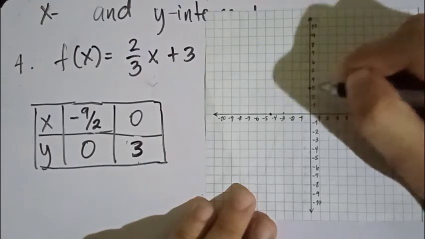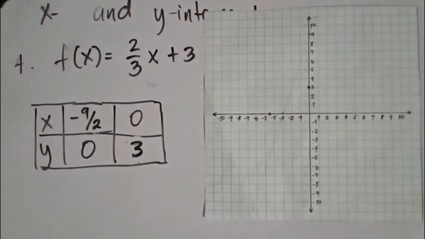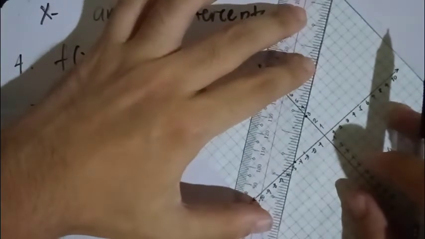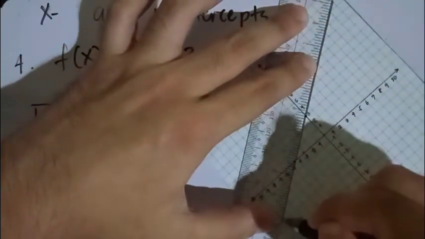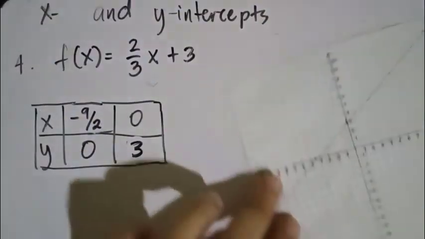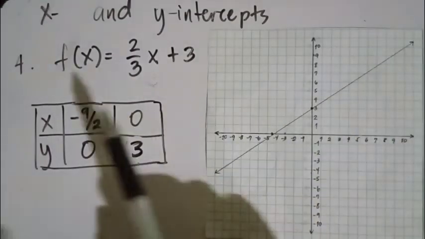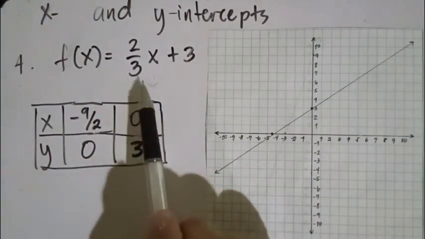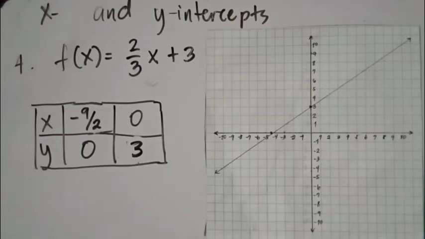So, ilagay natin yung second point sa y-axis at 3. Dito siya. Okay? And then, after nun, since meron na tayong dalawang points, pwede na nating i-connect yung dalawang points with a line. So, ayun na siya. Okay? So, guhitan na natin. And, there you go. Ayan. So, itong line na to is yung graph ng function na f of x equals 2 over 3x plus 3. So, ganyan siya. Okay? So, let us proceed to the last part, which is pag-graph using slope and y-intercept.